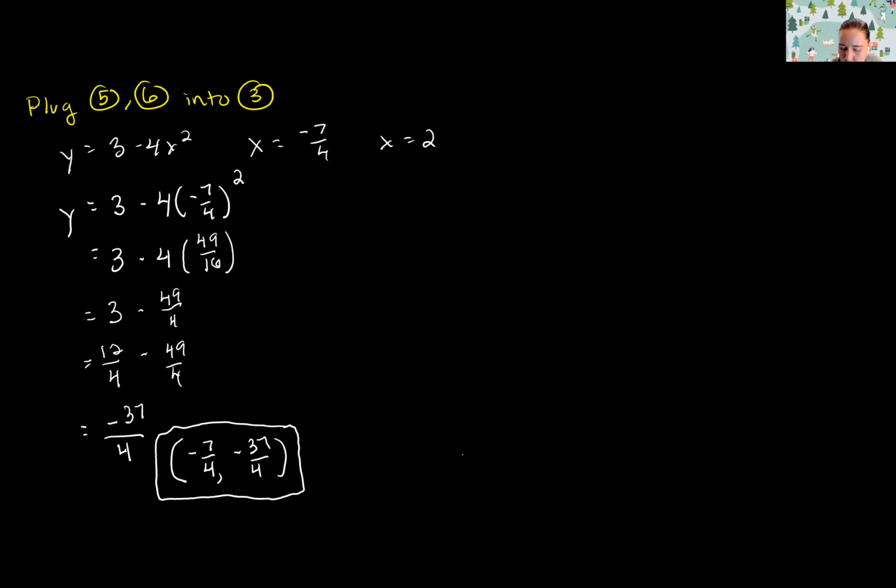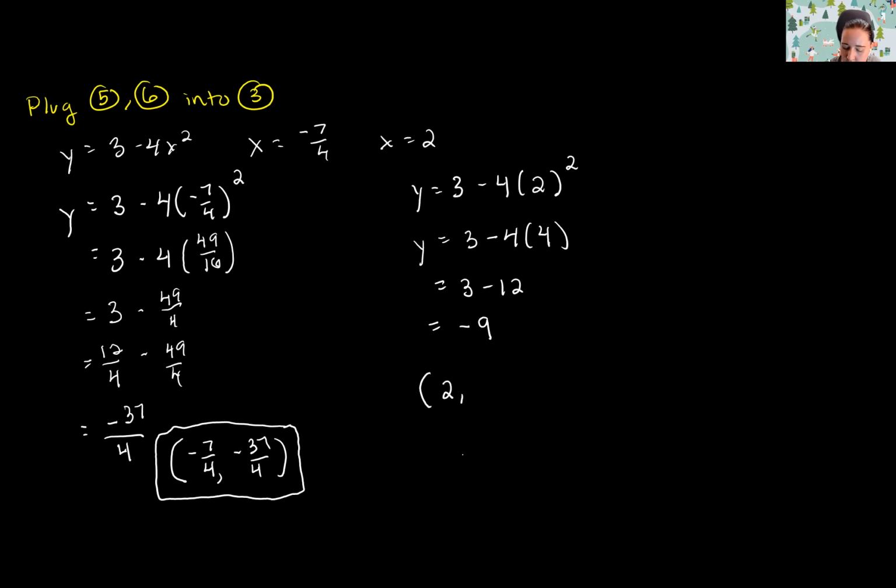Second answer we get by plugging in 2. I'm less likely to make a mistake mentally with this one. So I'm plugging 2 in for x. So we have y equals 3 minus 4 times 4, because 2 squared is 4, gives us 3 minus 12, which is negative 9. So our second ordered pair is 2 and negative 9.